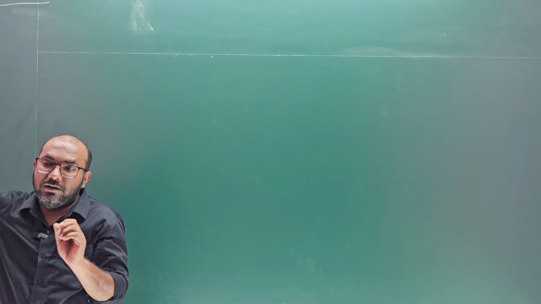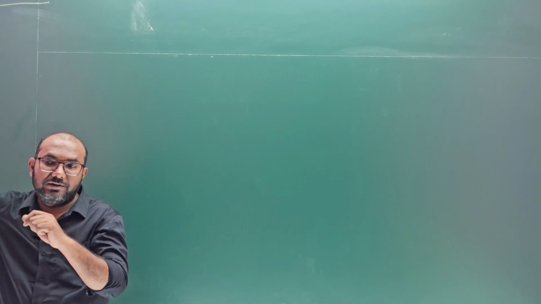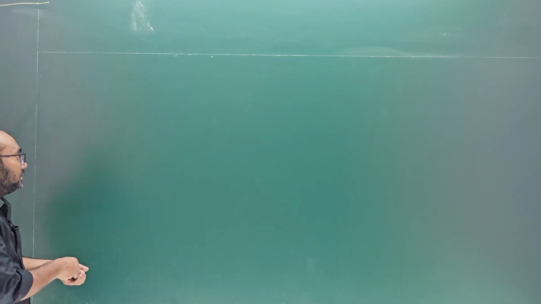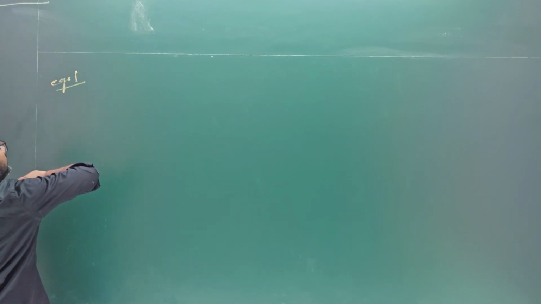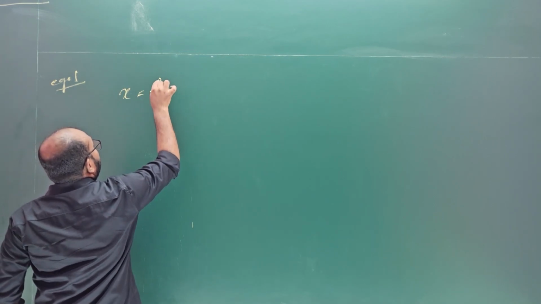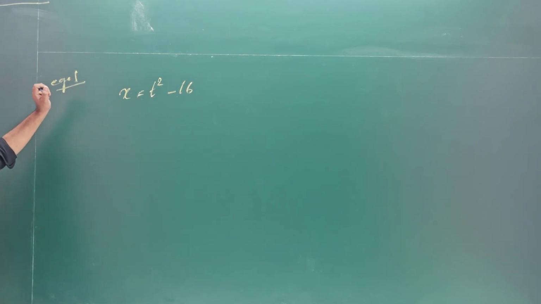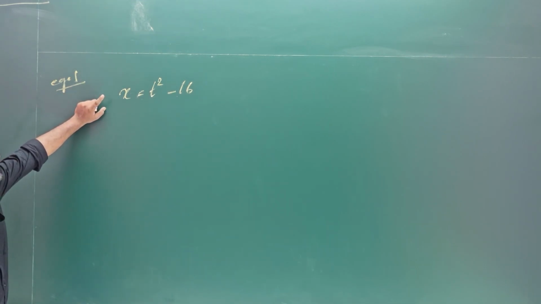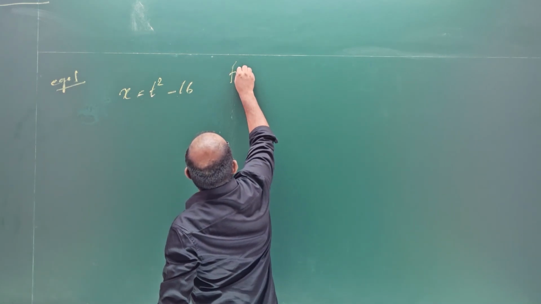While increasing the level, we must understand the answers are very simple, but students generally make a mistake. What mistake do they make? I will tell you now. Consider example number 1: x is equal to t square minus 16. Now, x means distance or displacement? Displacement.